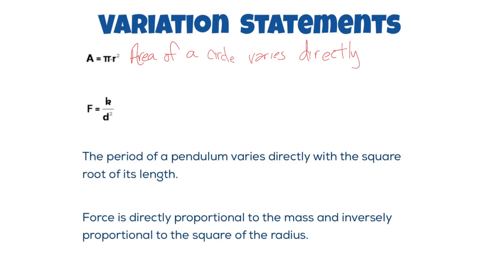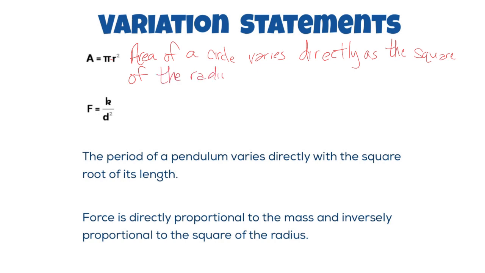All right, area of a circle varies directly as the square of the radius, not just the radius, but the square of it. And usually textbooks will write the square of the radius versus writing radius squared. I don't care. Either way is fine.